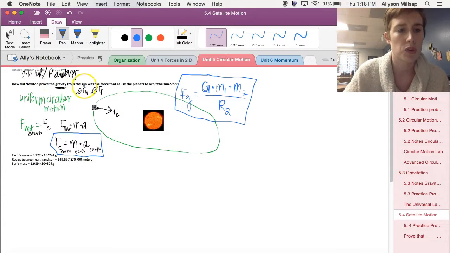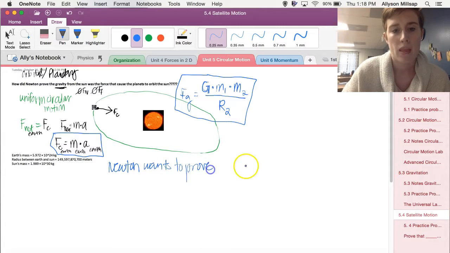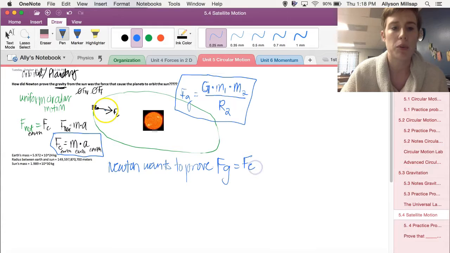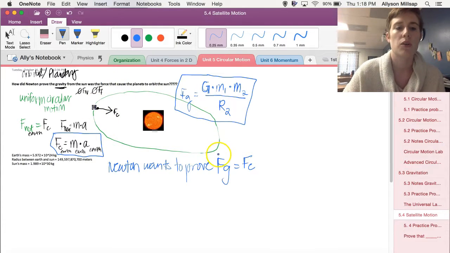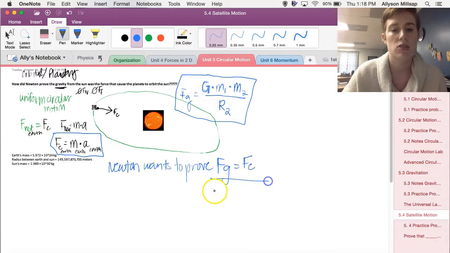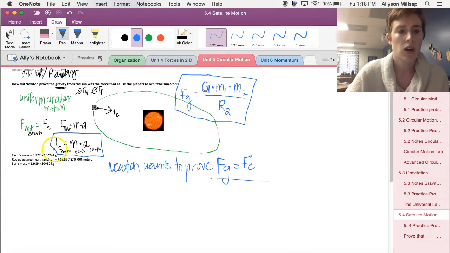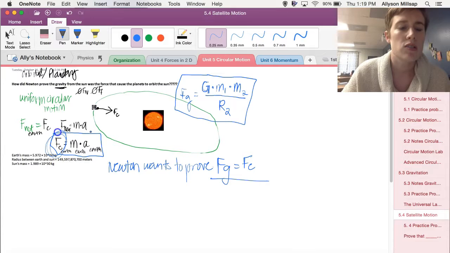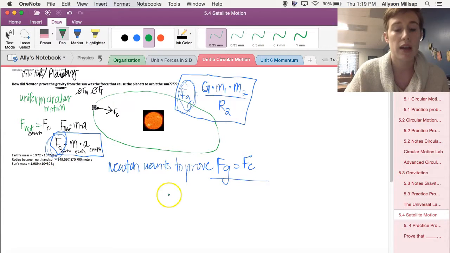So Newton wants to prove that gravity is the centripetal force that pulls the Earth around in a circle around the sun. He wants to prove this. So how would he prove this? Well, we could find out what the value is for centripetal force, and then we could find the value for our gravitational force, and we could see if they equal each other. So that's what he did.